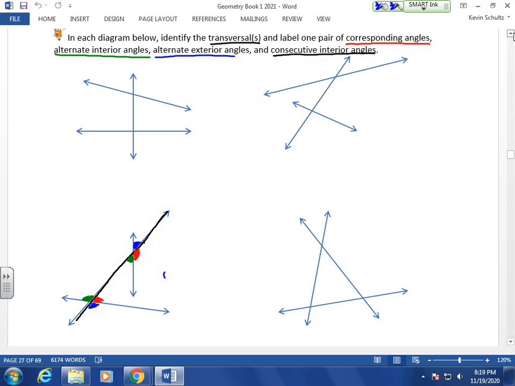And finally, consecutive interior. I'm going to kind of overlap angles a little bit here, giving you this one inside the lines on kind of the left side or the top side of that transversal. That is consecutive interior angles. Actually, it's the same angles we had for our alternate interior one here. Both are on the same side of the transversal on the interior, inside the lines. Okay, so there you have it.